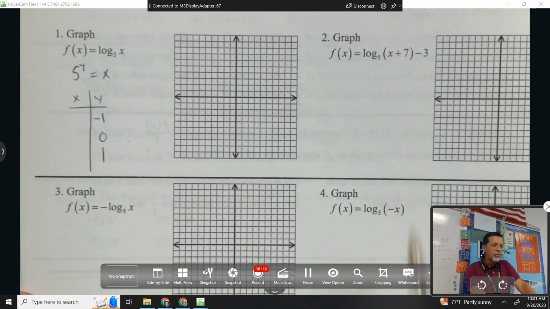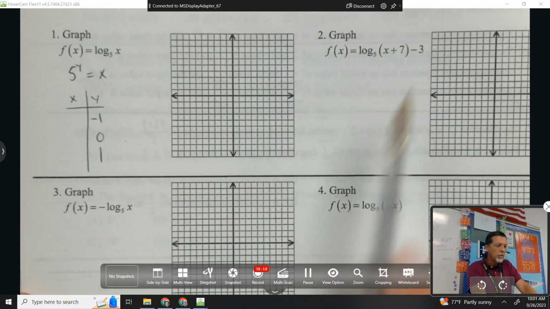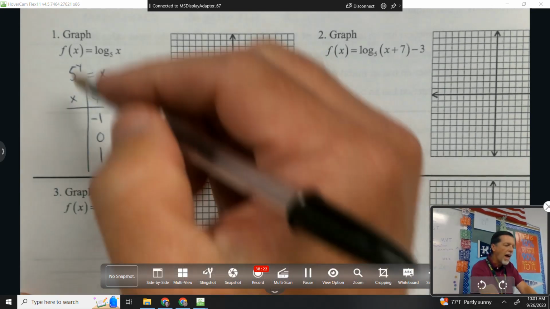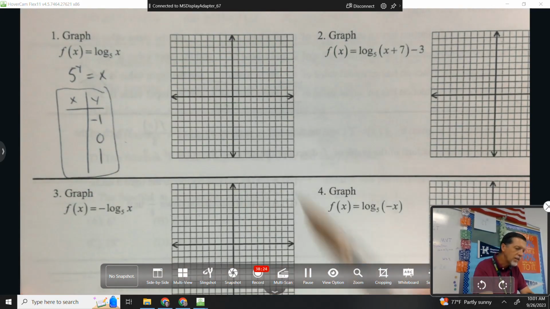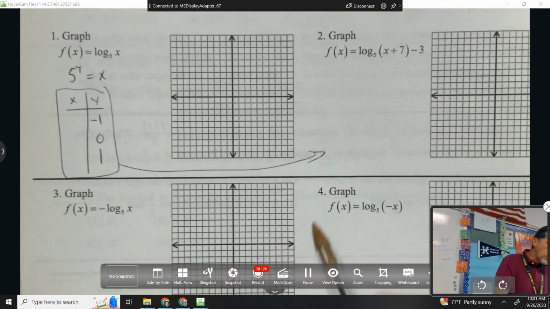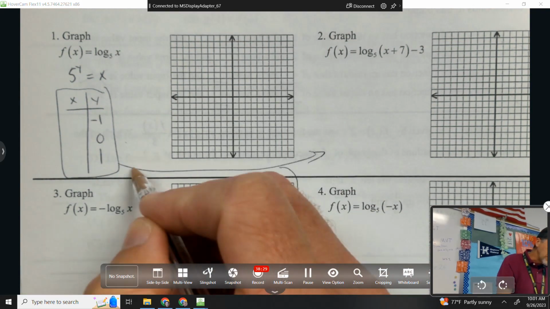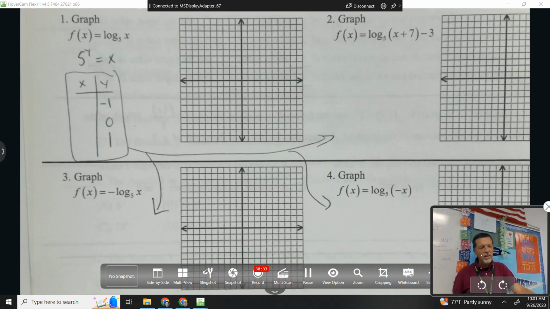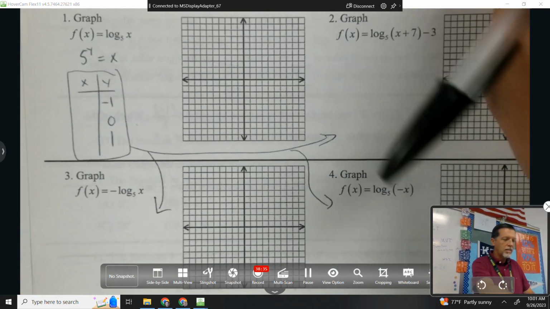Use the things you know about left 7, down 3. Some kind of flip, the other kind of flip. But you'll have the key points. So graph 1 might take longer than the others because you got to come up with the parent function. And then you can do the other things with it.